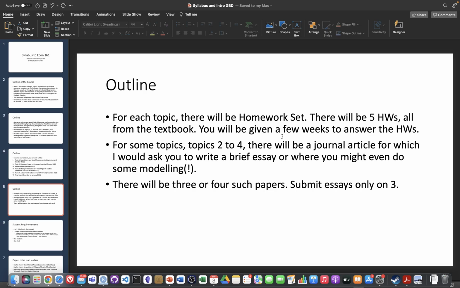So each chapter, there'll be a homework. Once we're done with the chapter, there'll be a homework associated with it. For some topics, 2 to 4, which I will discuss in a bit, there will be a journal article for which I will ask you to write a brief essay, or you might even do some modeling. There will be 3 or 4 such papers.